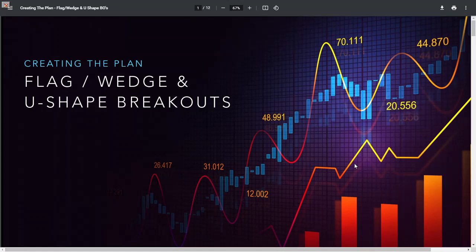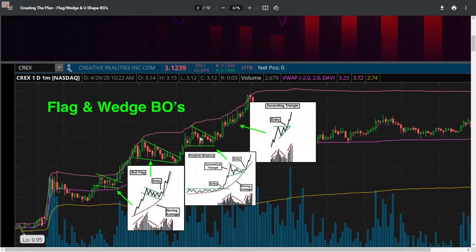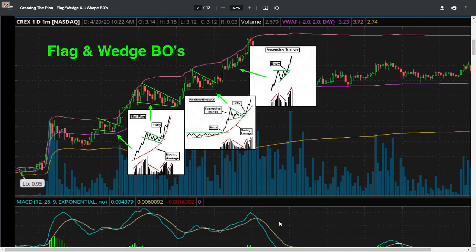Today's lesson, creating the plan, flag, wedge, and U-shaped breakout patterns. So let's get into it. Where to buy, where to sell, where your stop loss is at. Now your first example, and I kind of went over this one earlier. I love it. Creates 4 essentially, and really 5-ish flags in a row.